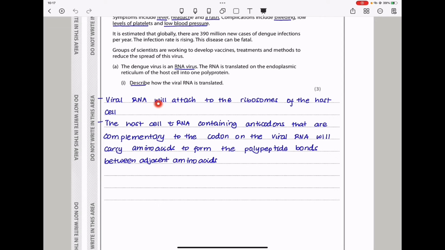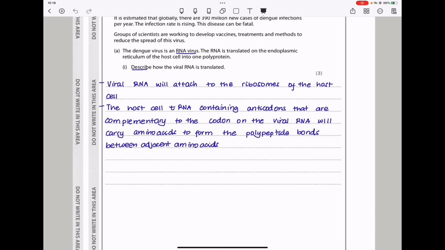So I say viral RNA will attach onto the ribosomes of the host cell, and then the host cell transfer RNA containing the anticodon that are complementary to the codon on the viral RNA will carry amino acids to form the polypeptide bonds between adjacent amino acids during the formation of the polypeptide.